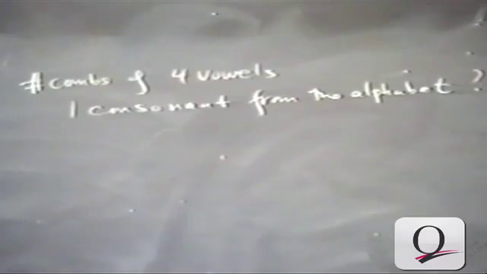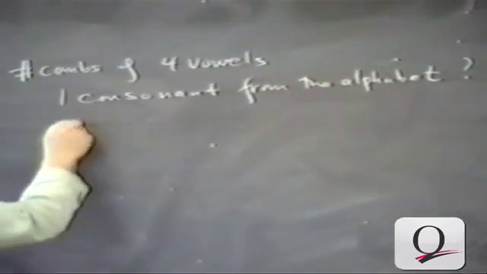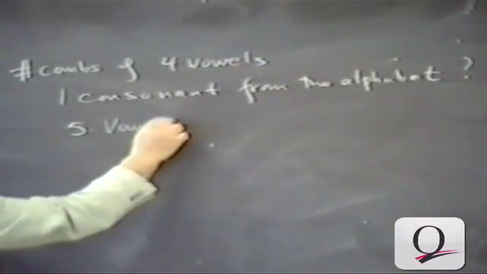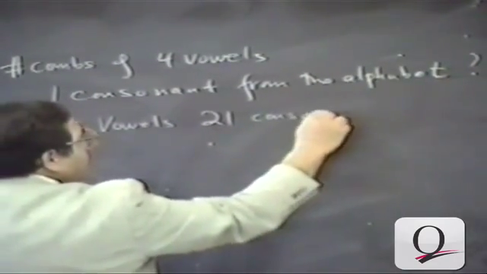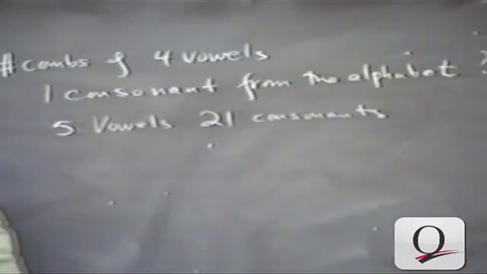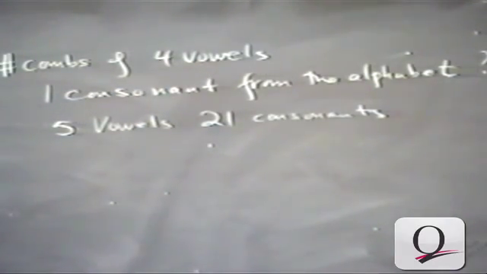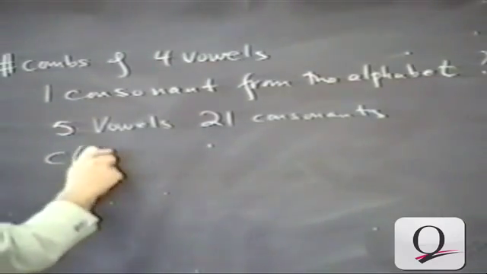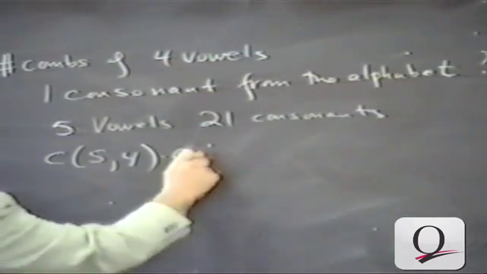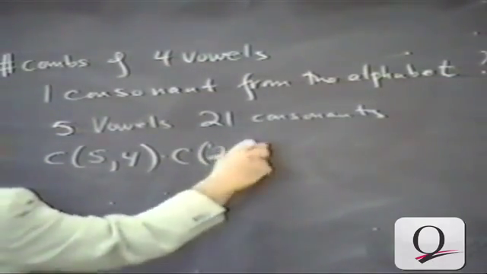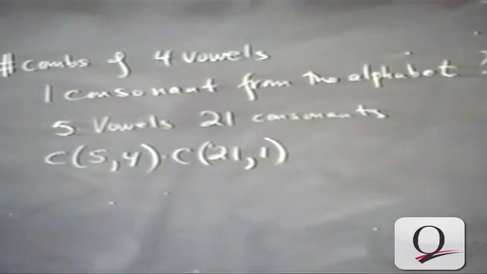And the answer is, I have in the alphabet 5 vowels and 21 consonants. So if I want to choose 4 vowels, I can only choose the vowels from the vowels, and that gives me C(5, 4). N is 5, R is 4. And to choose 1 consonant, I can only choose that from the consonants, C(21, 1).